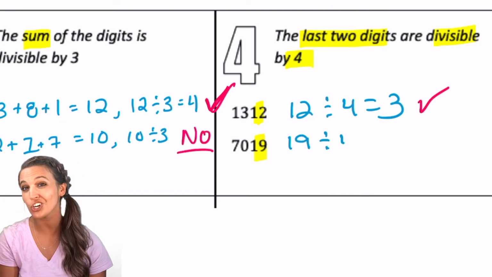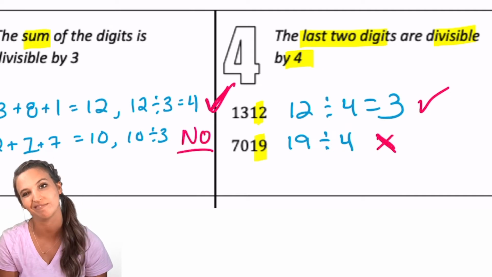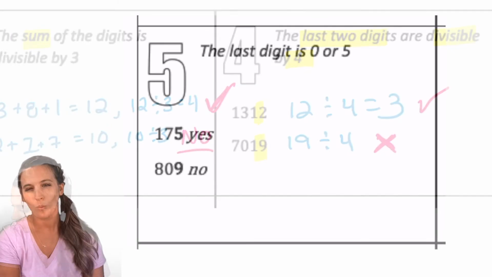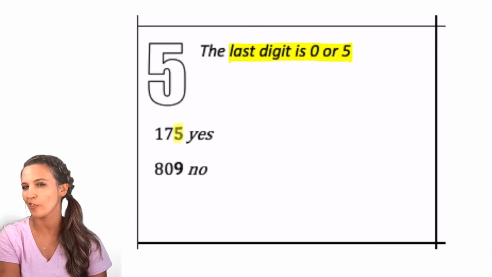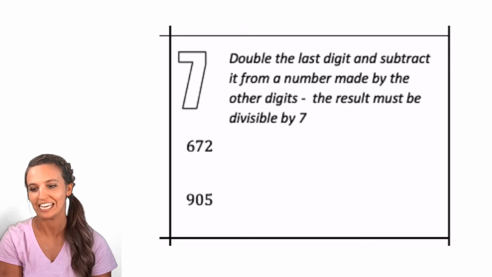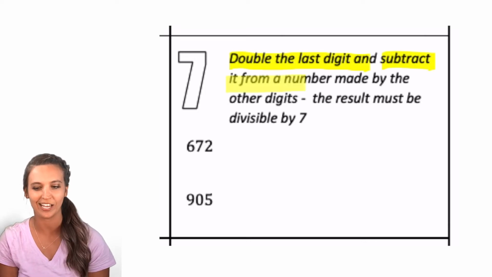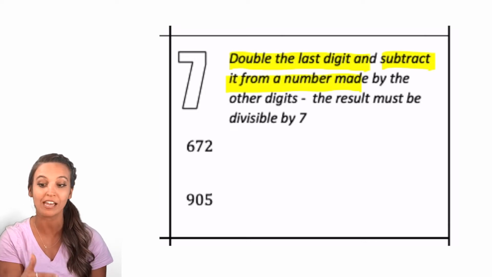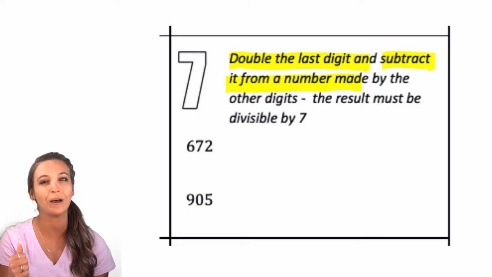7,019. Last 2 digits are 19. 19 divided by 4 is 4 3/4, so not divisible by 4. We know a number is divisible by 5 if the last digit is 0 or 5. That's another one we're pretty familiar with. Ooh, 7. This one's sneaky. We know a number is divisible by 7 if we double the last digit and subtract it from the number made from the other digits. The result must be divisible by 7.